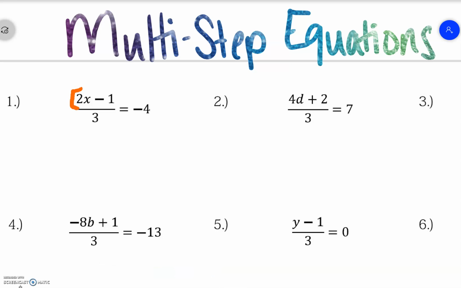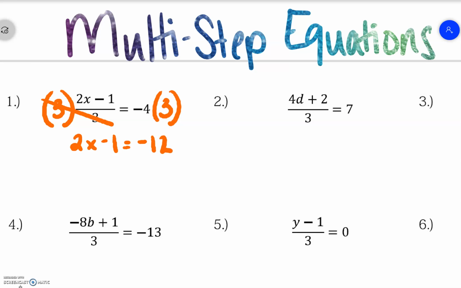So to get this group by itself, we need to take care of that division by 3. So we are going to multiply by 3 on both sides. And when we multiply by 3 on both sides, 3 divided by 3 is 1. So that cancels out, if you will, leaving us with what was on top, 2x minus 1 equals negative 4 times 3, which would be negative 12.